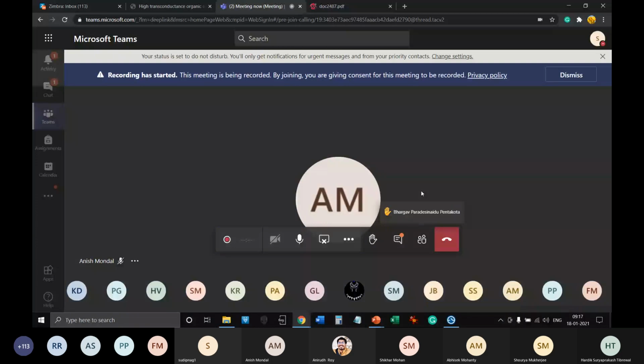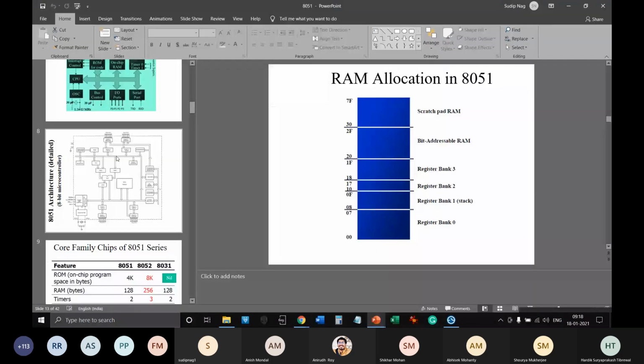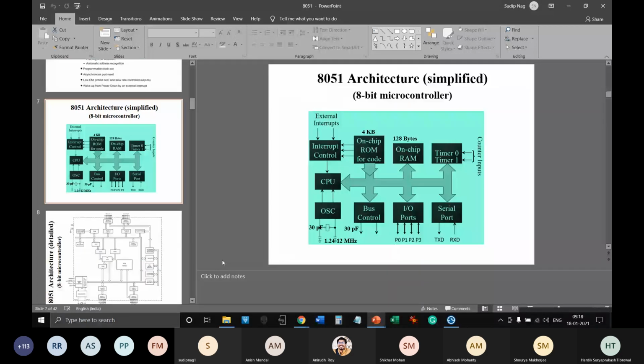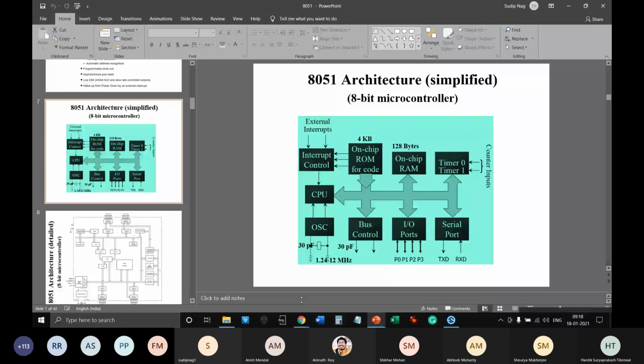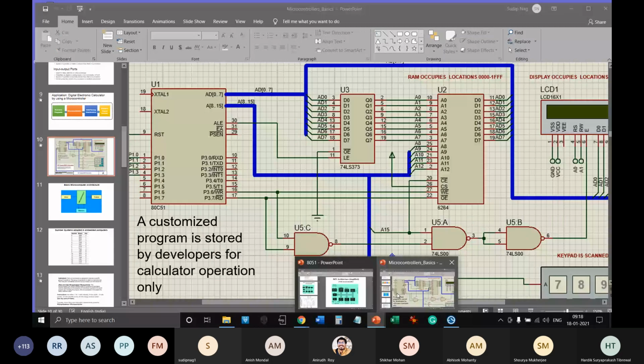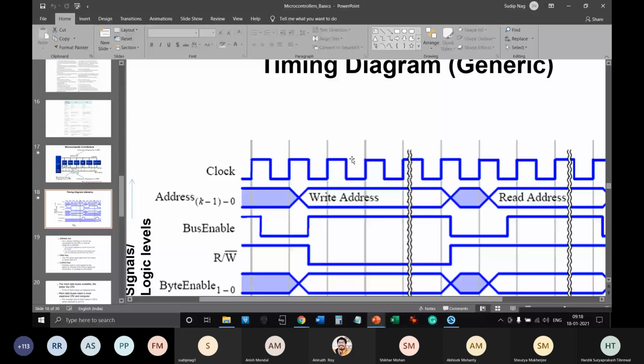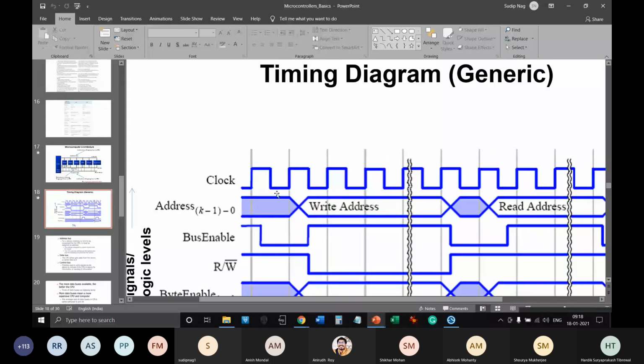Very relevant question. Clock and timer, the differences. Okay. A clock signal is a signal. Let's go to the timing diagram once. A clock signal is a fundamental or basic driving signal inside a microcontroller.